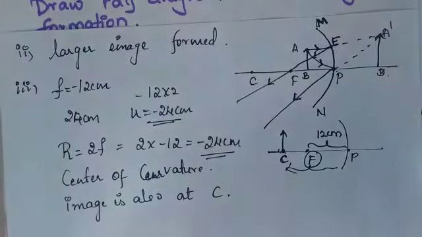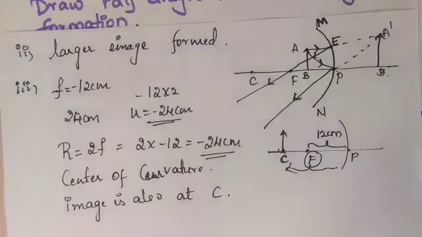First question, where should be the range of object in above cases? That is the first one. Second one, whether the image will be larger or smaller. Next, third question, where will be the image of the object if the object is placed at 24 centimeter in front of the mirror.